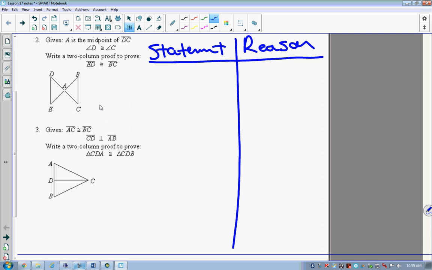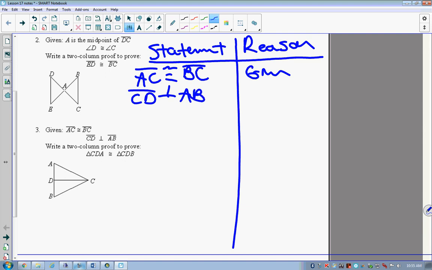Okay. All right, let's look at number 3. We have AC is congruent to BC. Can anybody tell me why? It's given. Okay. We have CD is perpendicular to AB. Given.